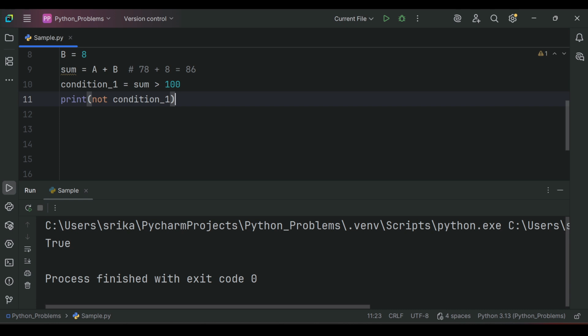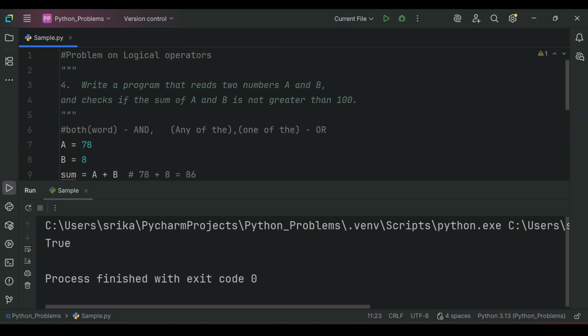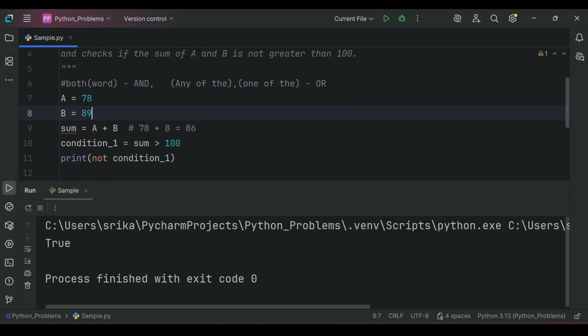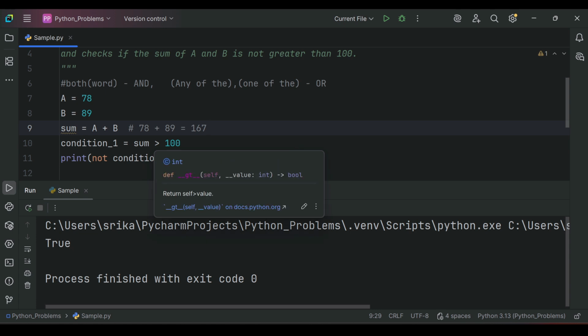Suppose here I am checking a, and here I am giving 89. At that time, what will be printed? What is the output? 167. Here the output is 167. 167 means the sum is greater, right? 167 is greater than 100, which means it's true.